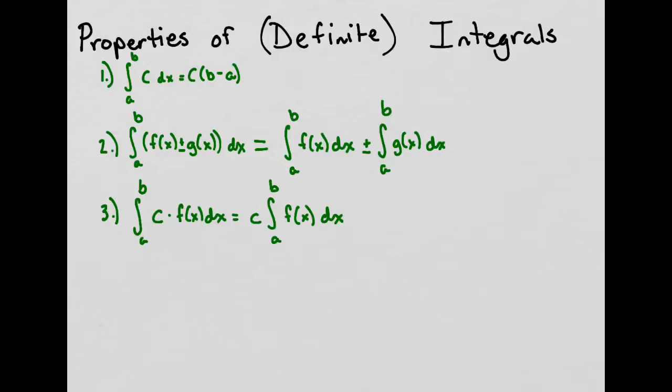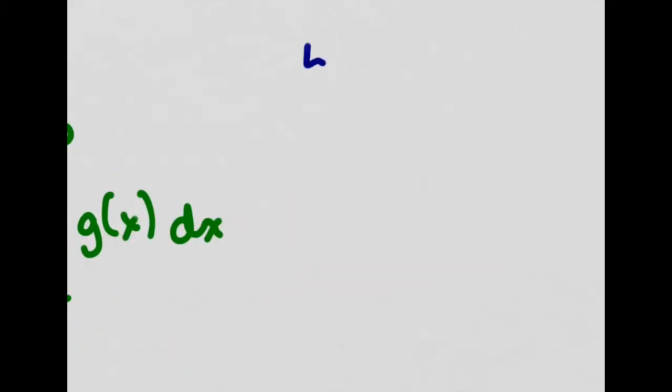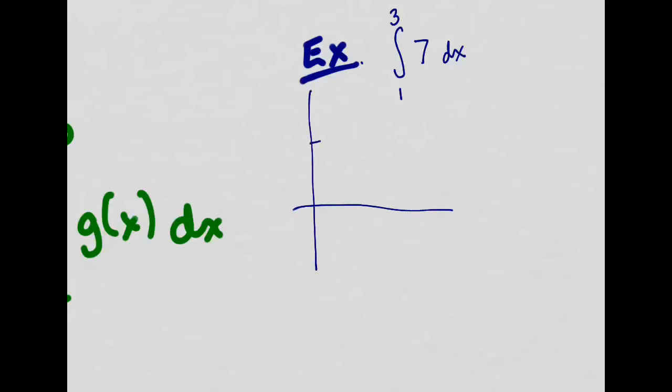For example, of number 1, let's go over here. And let's look at an example. I'm going to make this a little bit thinner so I can write. So for example, let's look at the integral from 1 to 3 of 7 dx. So remember, what this means is you are looking at the area under the curve of 7. So f of x is equal to 7. And then we're looking at the area from 1 to 3.